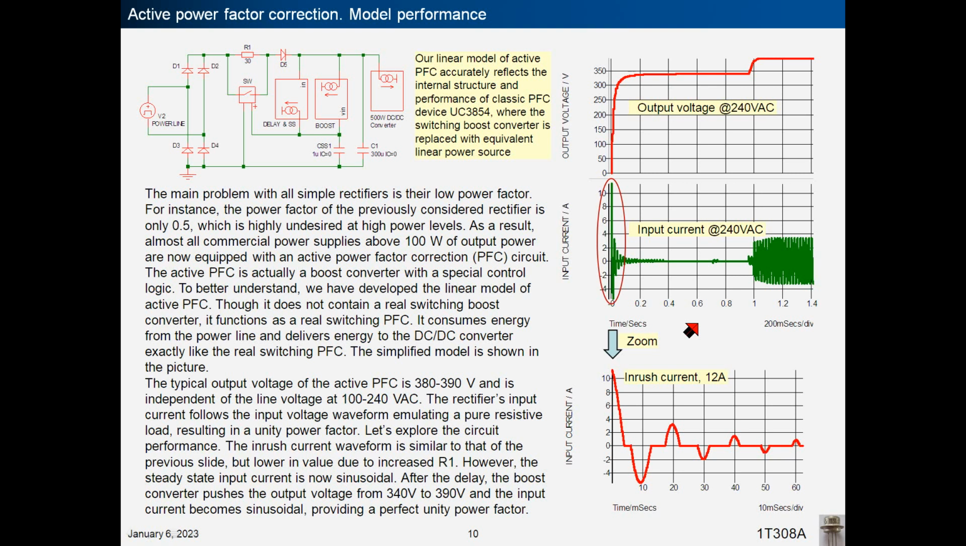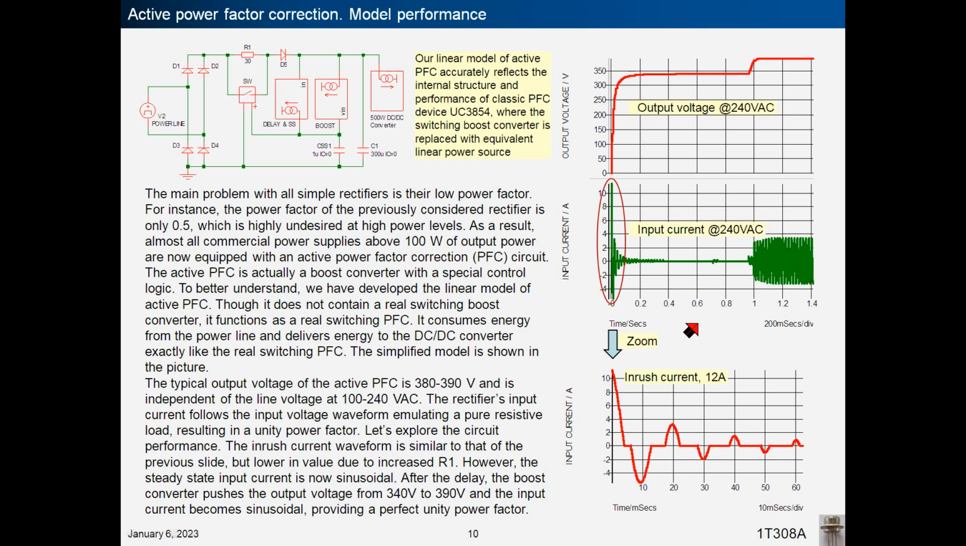Active power factor correction model performance. The main problem with the simple rectifiers is their low power factor. For instance, the power factor of the previously considered rectifier is only 0.5, which is highly undesired at high power levels. As a result, almost all commercial power supplies above 100 watts of output power are now equipped with an active power factor correction PFC circuit.